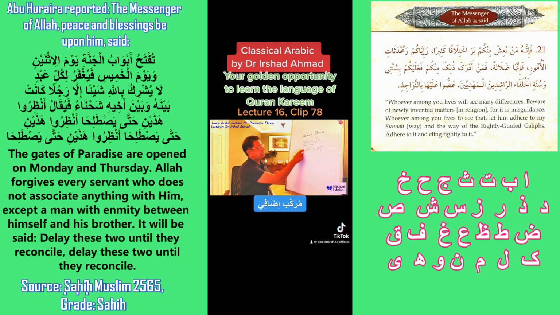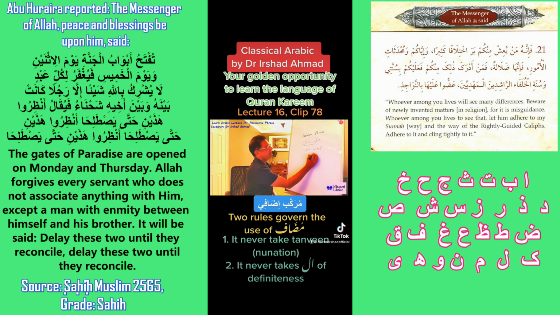Basically, this is kitabun and this is waladun. If we say definite, it will be al-kitabu and al-waladu. But mudaf has two important qualities or attributes. One of them is that mudaf never takes tanween. That's the first principle of a noun being mudaf. Mudaf will never have tanween. And the second rule is that mudaf never takes al of definiteness.